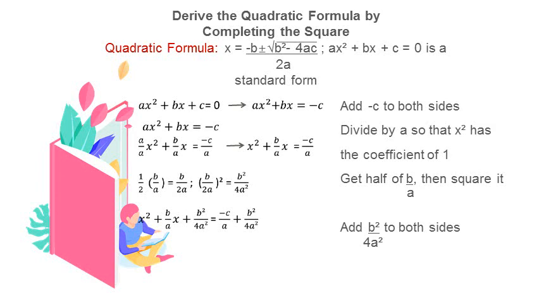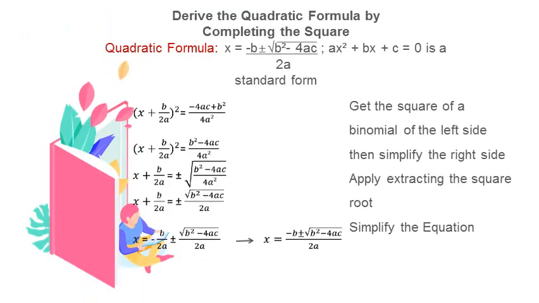Then add b squared over 4a squared to both sides. So it will become x squared plus b over ax plus b square over 4a square is equal to negative c over a plus b square over 4a square. Get the square of a binomial of the left side and simplify the right side. So we have the square of x plus b over 2a is equal to negative 4ac plus b square over 4a square. Then apply the extracting square root.